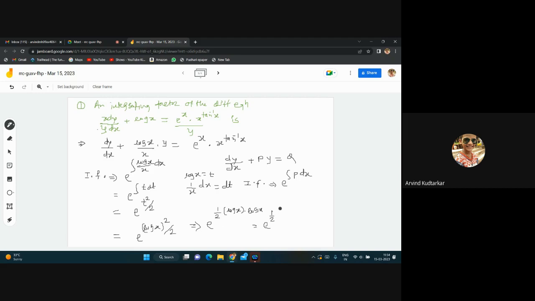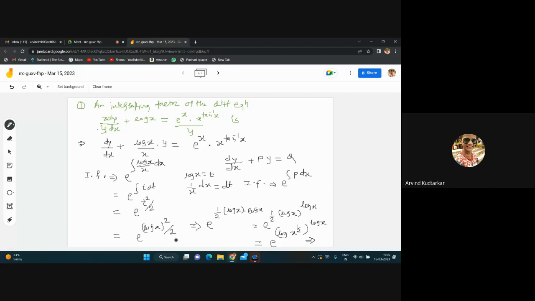And you know here e raised to half into log of x raised to log x, and once again half into log x means n log m means log of m raised to n. So how will you write this? e raised to log of x raised to half, and raised to log of x. So this is the correct option. And that is called the integrating factor.